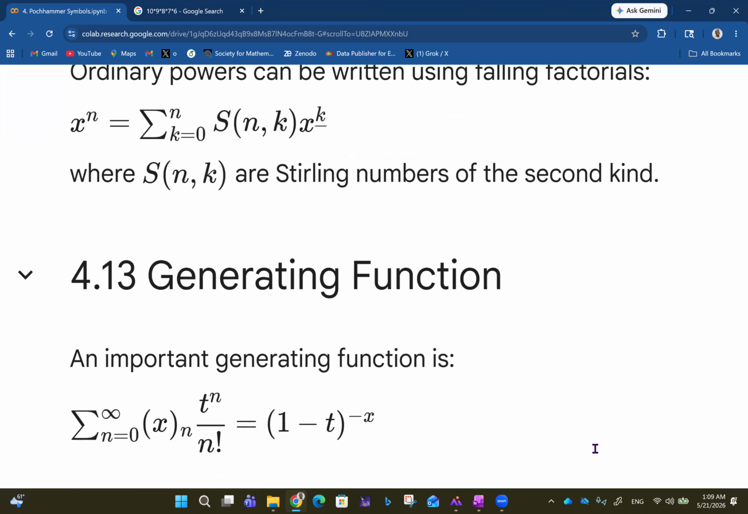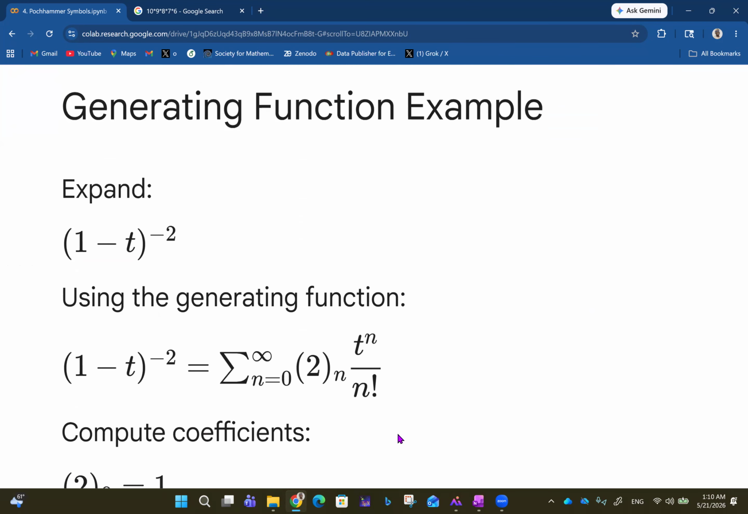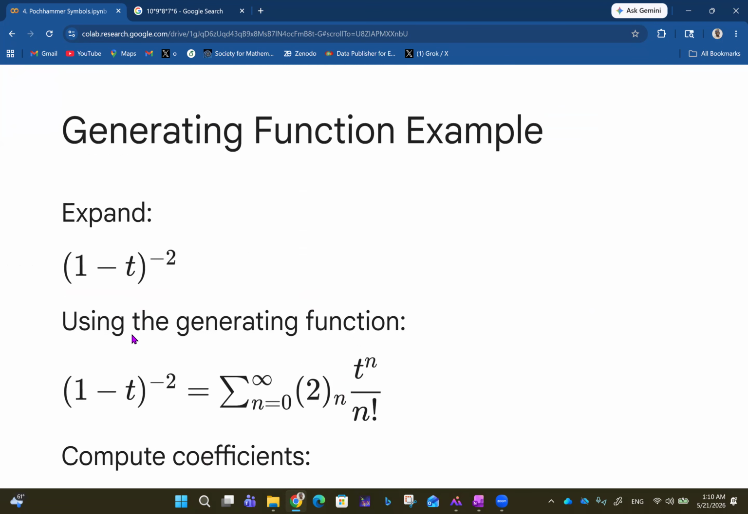And then we have a generating function. An important generating function is summation from n equals 0 to infinity of the rising factorial x sub n, t raised power n over n factorial, which is 1 minus t raised power minus x, like that. This is an important generating function. Then an example of that will be this now. So you have 1 minus t raised power minus 2. Using the generating function, that's simply summation from n equals 0 to infinity of 2 sub n t raised power n over n factorial.